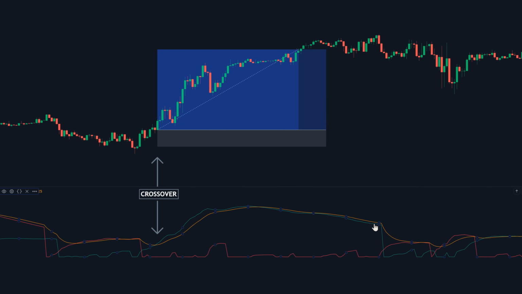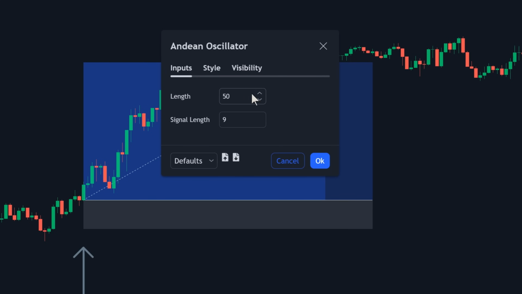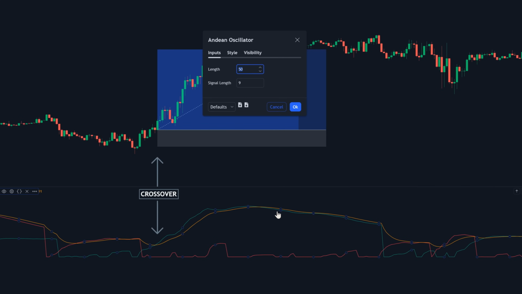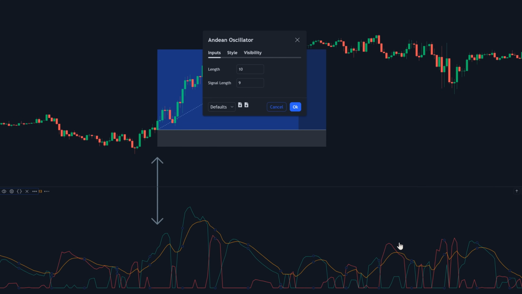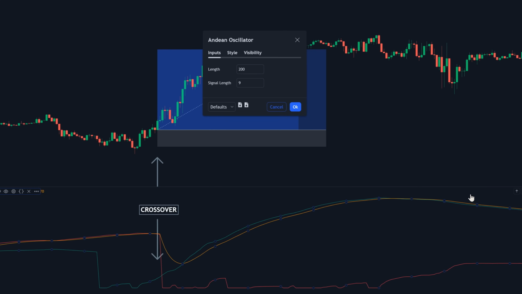Looking at the settings of this indicator, we can see very few customizable options. We can change the length, which will increase or reduce the indicator's sensitivity to price fluctuations. A lower length, like 10, will make the indicator more sensitive to price and produce more crossovers between the green and red lines. We do not want too many signals, so we're gonna keep this at 50. Increasing it to a higher number, like 200, will capture longer-term market trends. For a balance of both, we're gonna stick with 50.